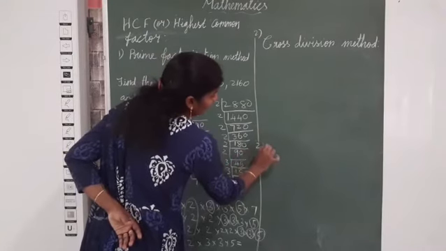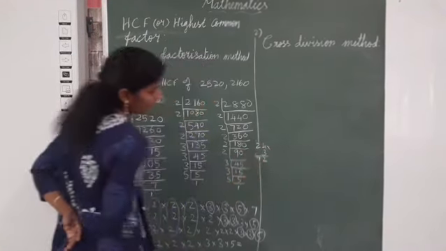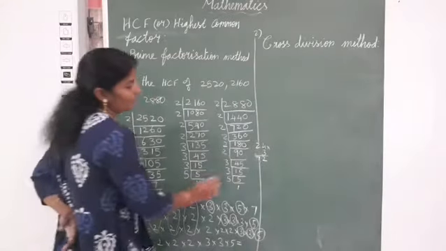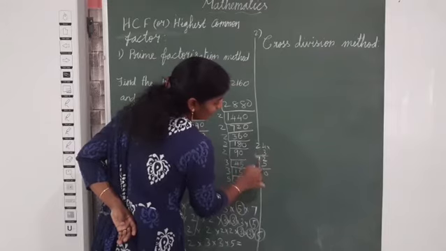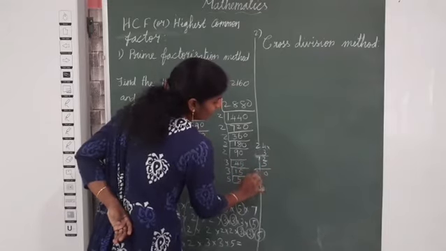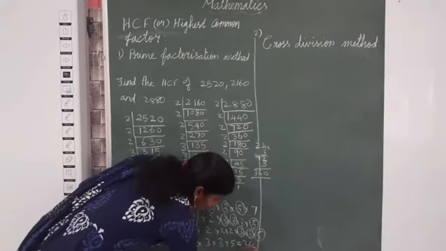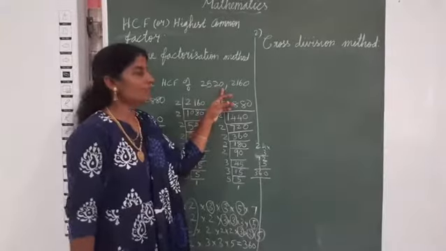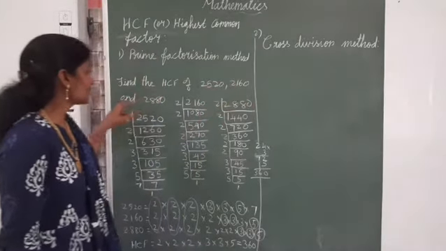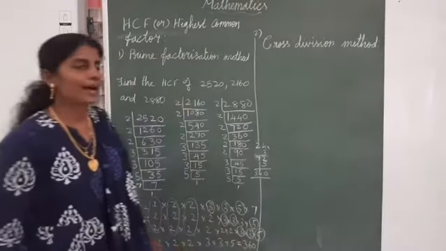Now 24 into 3. 4 3s are 12. 3 2s are 6 plus 1, 7. Now 5. 5 2s are 10. 1 balance. 7 5s are 35 plus 1, 36. What is the HCF? 360. Okay, HCF of 2520, 2160 and 2880 is 360, is the answer.